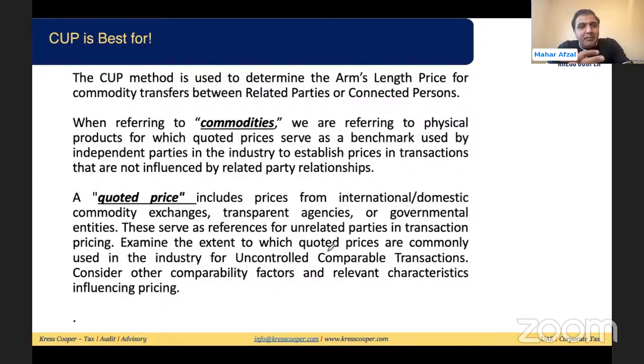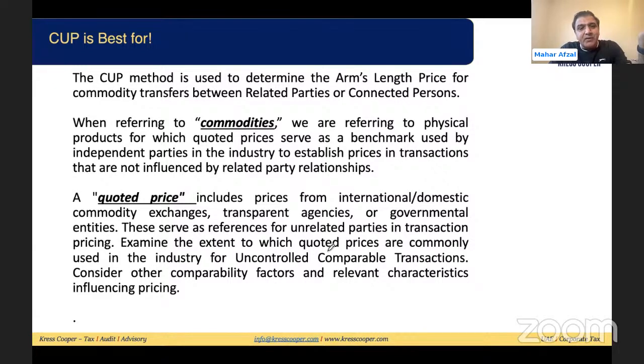Commodities. CUP (comparable uncontrolled price) is the best suitable method for the delivery of commodities. I think we have discussed the same thing in our previous lectures as well. Here, CUP is used to determine the arm's length price for commodity transfers between related parties and connected persons.